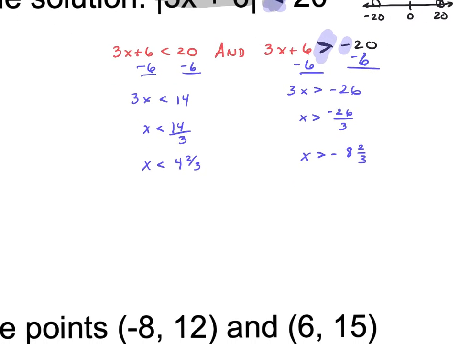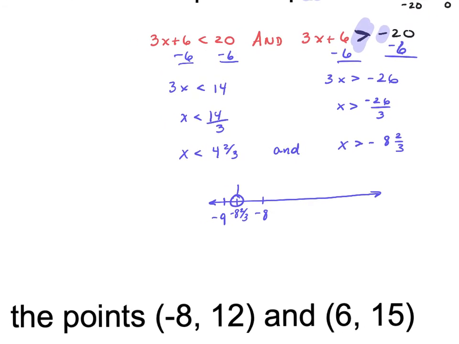Now I've written those as mixed fractions, and the reason we write them as mixed is because they're easier to graph that way. So negative 8 and negative 9, and so negative 8 and 2 thirds is about right there. We just have to ballpark it. I got to be greater than it. So this arrow points to the right, so I'm going greater than negative 8 and 2 thirds.